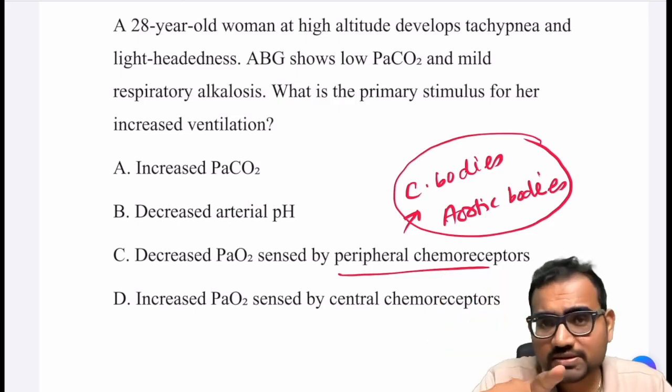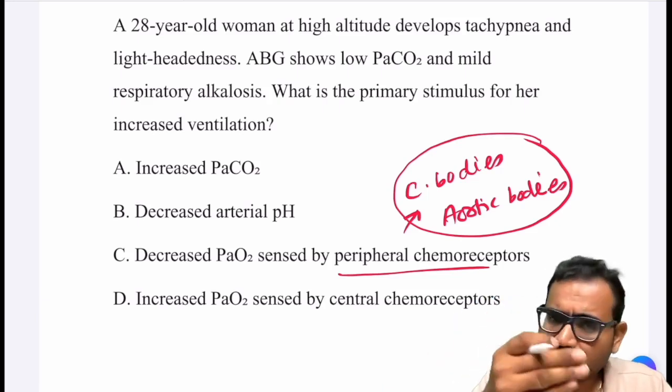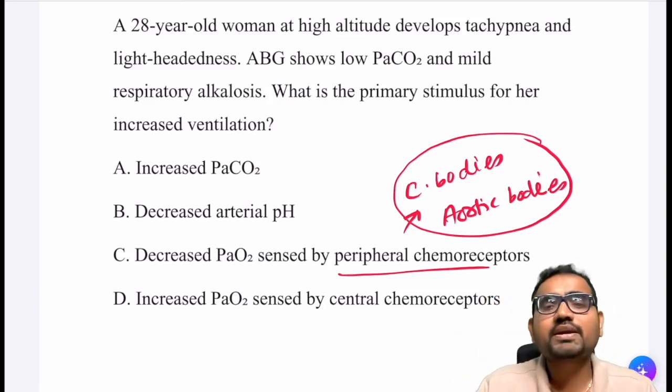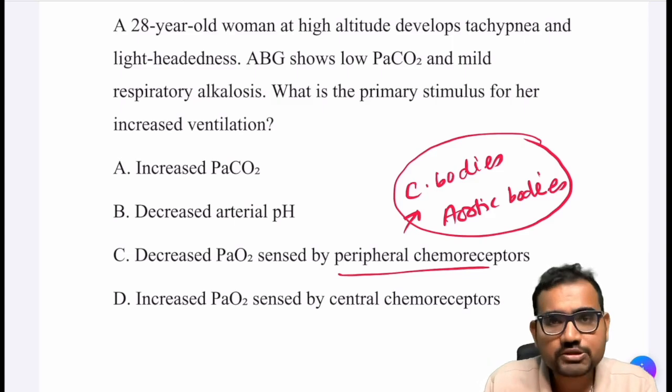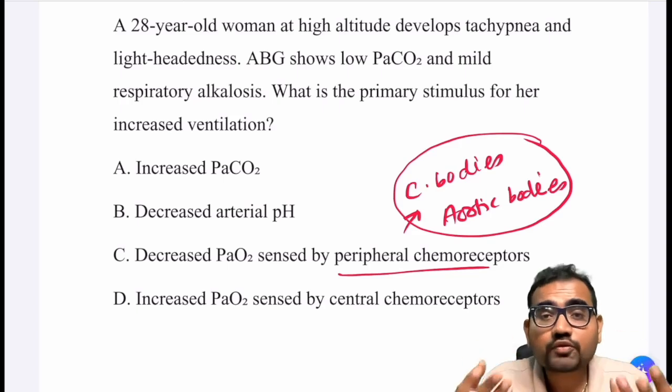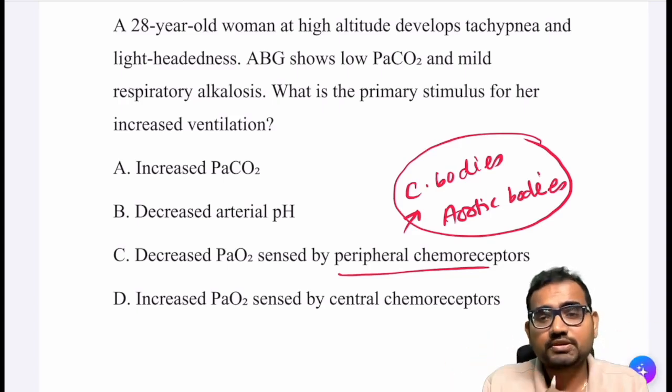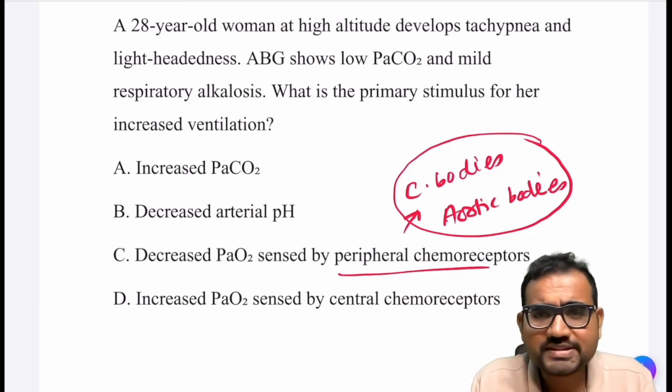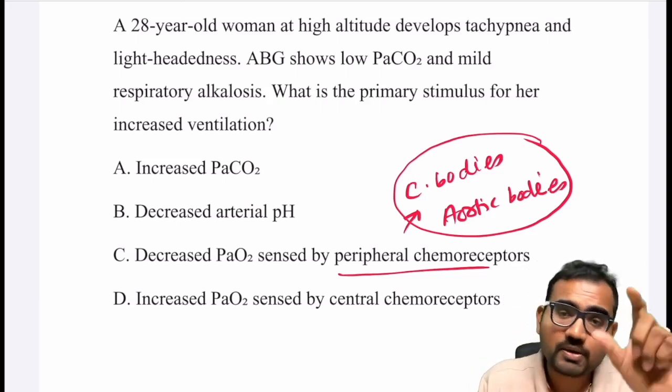So what is our primary stimulus? Obviously, because of the reduction in oxygen, the body tries to compensate via chemoreceptors. That is why the patient experiences tachypnea and excess flushing out of carbon dioxide, because of which there is respiratory alkalosis. Very simple, right? So you understand the concept, and you are applying it here.